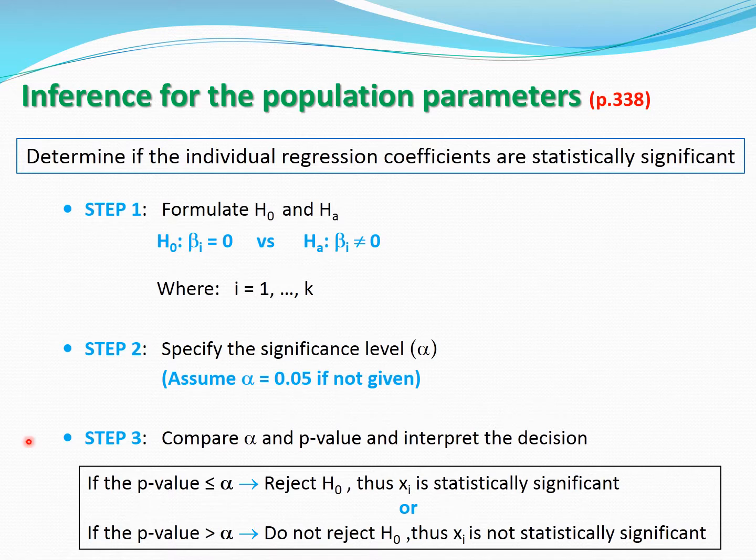Then in step 3, we compare that significance level to our p-value from our computer output, and we interpret our decision. So if our p-value is less than or equal to our significance level, we can reject our null hypothesis. So our conclusion will be that our independent variable is statistically significant. But if our p-value is greater than alpha, then we do not reject the null hypothesis, and that will imply that our x variable is not statistically significant.